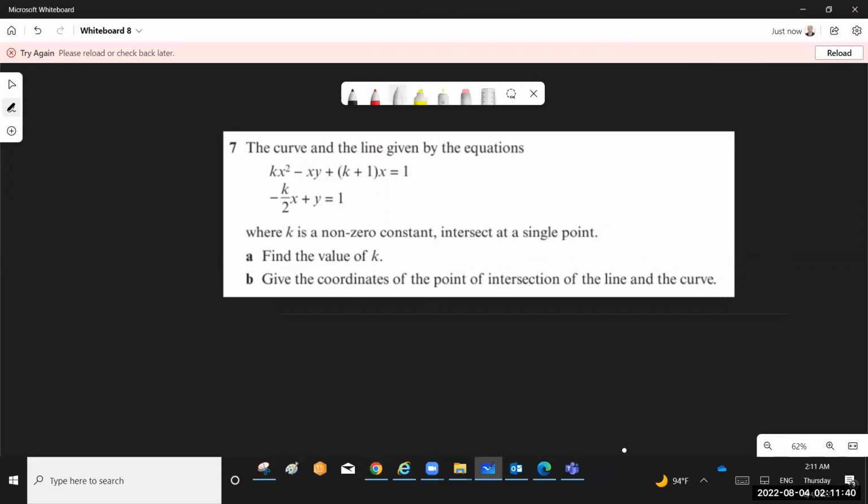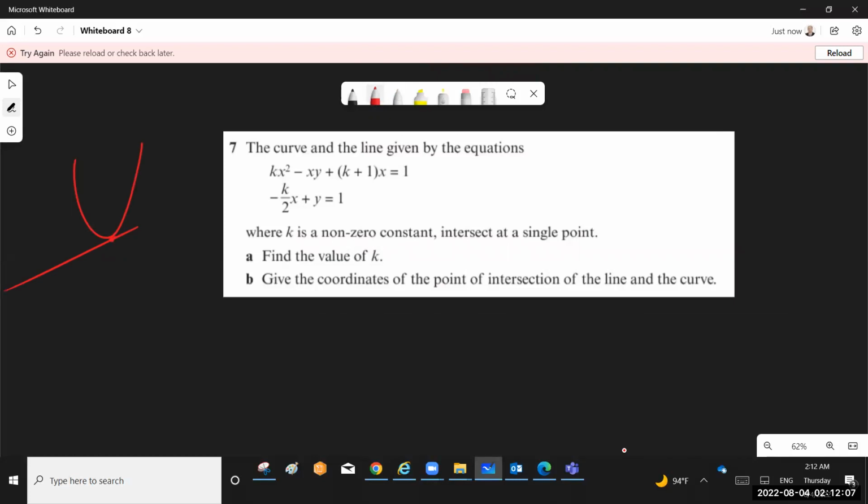These two equations, one is linear and one quadratic, but one of the coefficients is unknown, k, where k is a non-zero number. Non-zero means it cannot be zero, but can be any positive or negative number, no problem. They intersect at a single point. These lines intersect at a single point like this.